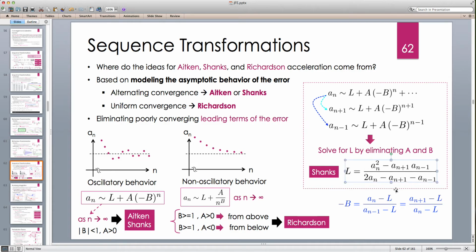Similarly for Shanks and Aitken, so if you take this error model, a minus b to the n, and put it into this sequence, which we already know converges to L, alright? Then you end up with L plus some number times another number to the n plus 1. So the order of error improves, and this b should definitely be less than 1 for the error to go to 0.